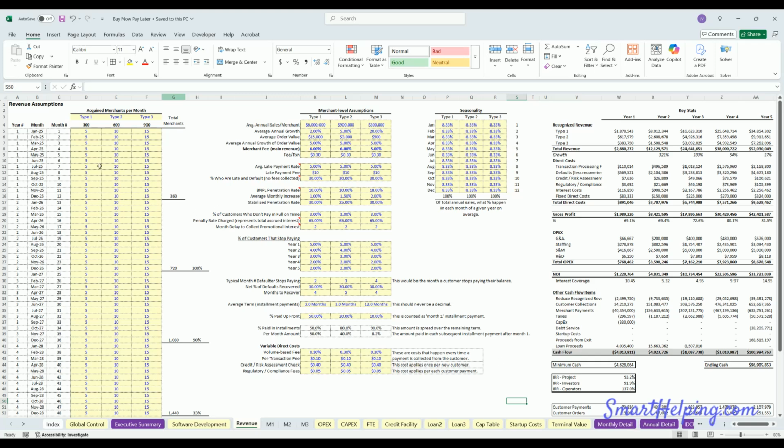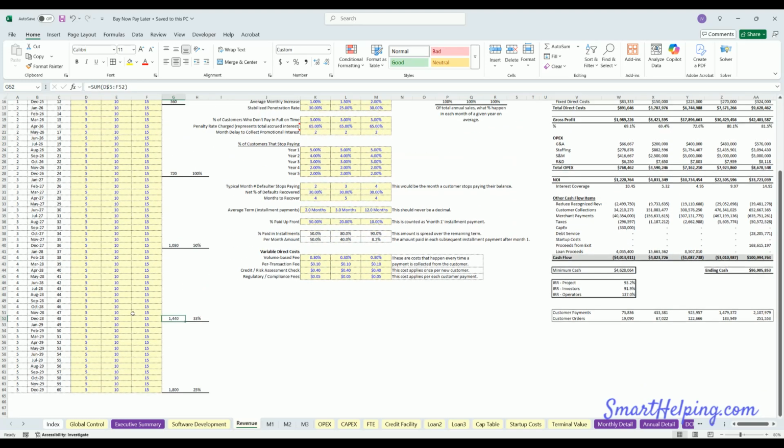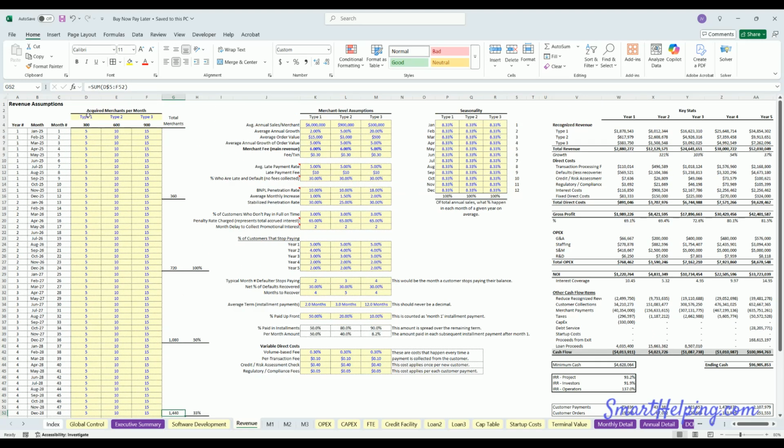So this model lets you scale out to three possible regions or merchant types. You could type the number of merchants you onboard each month here, monthly granularity, summaries of where you're at in total merchants at the end of each year, as well as the growth of that. And then for each merchant, we have assumptions.